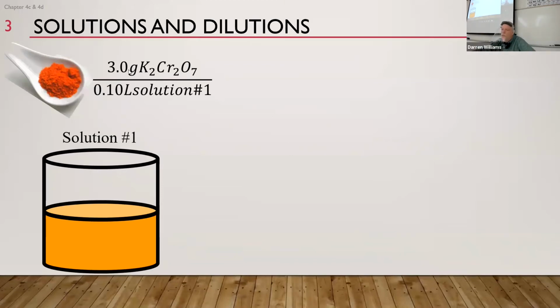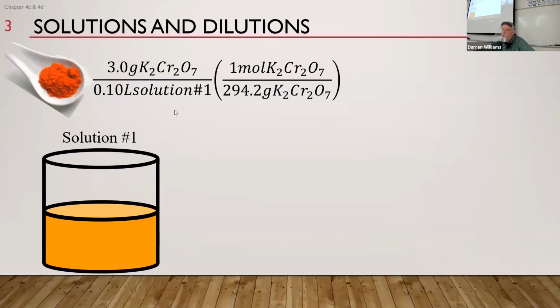Notice how we're putting the solute into the solution here. So we have 3 grams of potassium dichromate, and we dilute to the mark, so we get 0.1 liters. So that's solution number 1. Let's calculate the molarity. So we go and find the molar mass for potassium dichromate. That's a bit involved because we need 2 potassium masses, 2 chromium masses, and 7 oxygen masses. Add all that together, we get 294.2 grams.